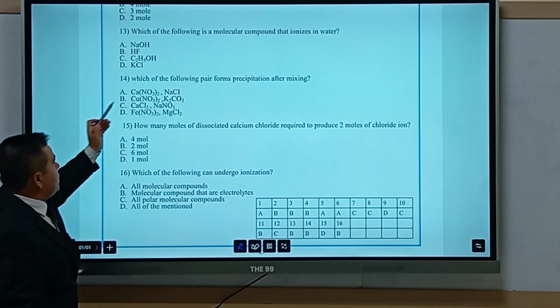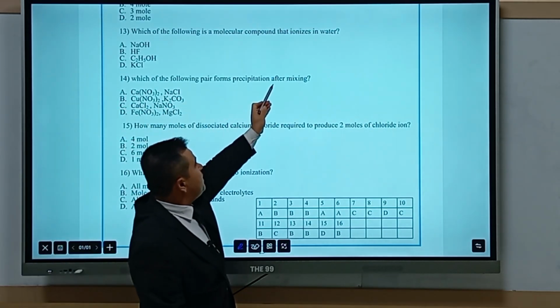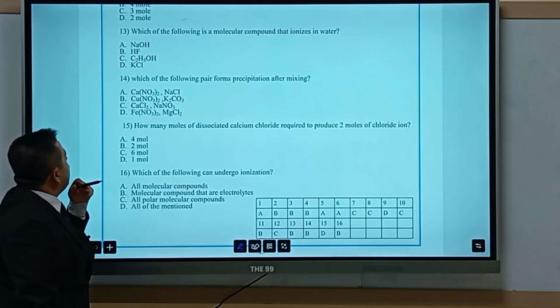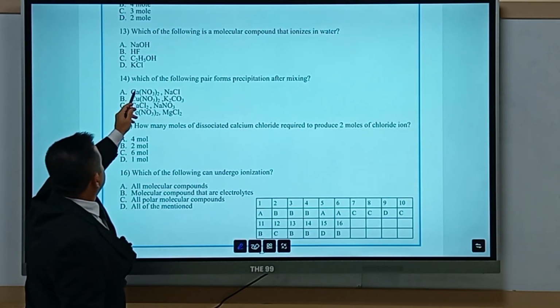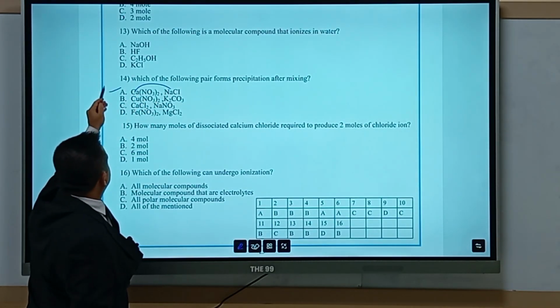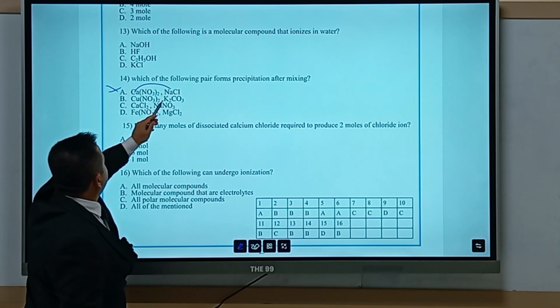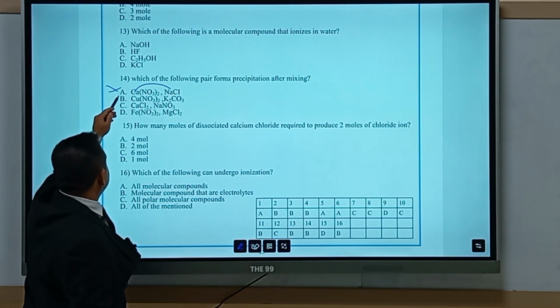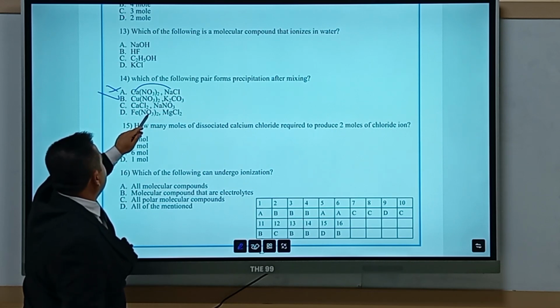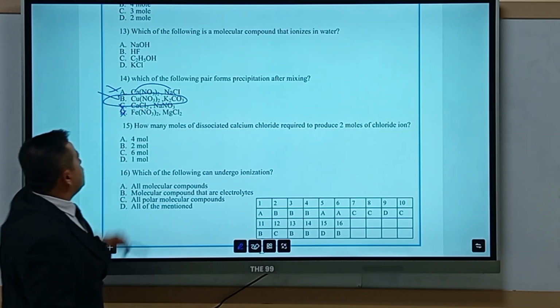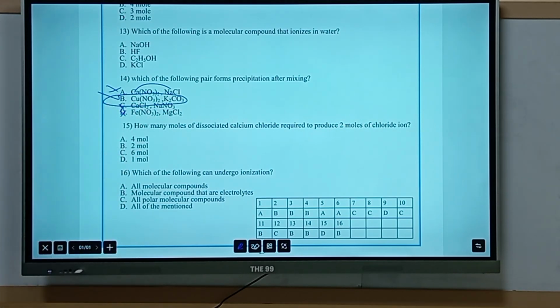The same question, question 14. Which of the following pairs forms a precipitate after mixing? Of course, we have to check. CaCO2 is not. CuCO3, copper carbonate, yes, it forms a precipitate. Calcium nitrate and NaCl, no. Mg(NO3)2 and FeCl2, no. So the correct answer is B, which forms a copper carbonate precipitate.